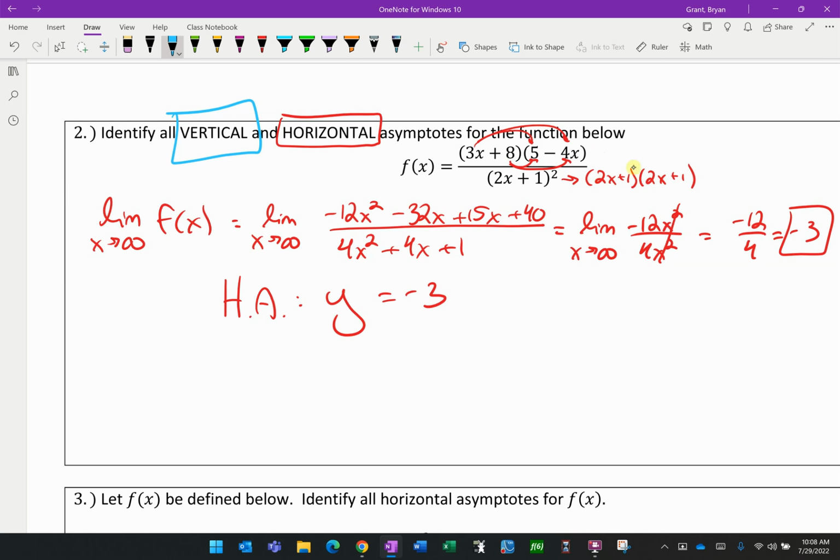So the question becomes, what makes the denominator equal to 0? And an easy way to do that is with algebra. Let's set the denominator, 2x plus 1 times itself, equal to 0. These are the same factors, so really we're just solving 2x plus 1 equals 0. And subtract 1, divide by 2, I'm getting negative 1/2. This tells me then that there's going to be a vertical asymptote at x equals negative 1/2. So I think there's one vertical asymptote and then a horizontal asymptote that travels throughout.